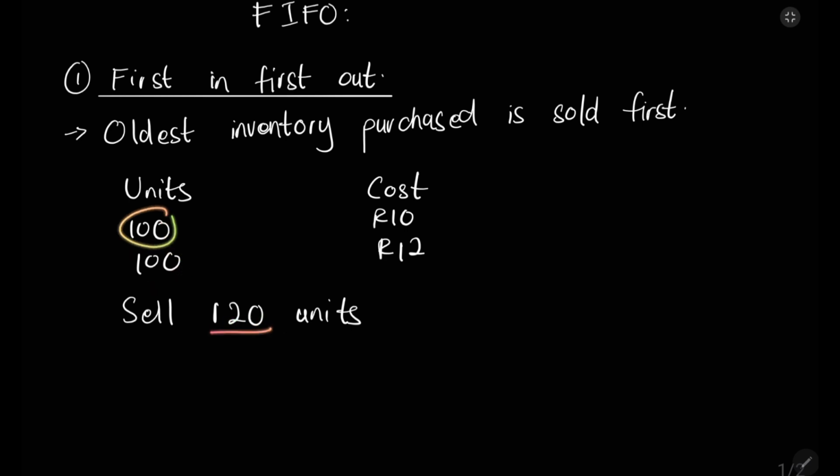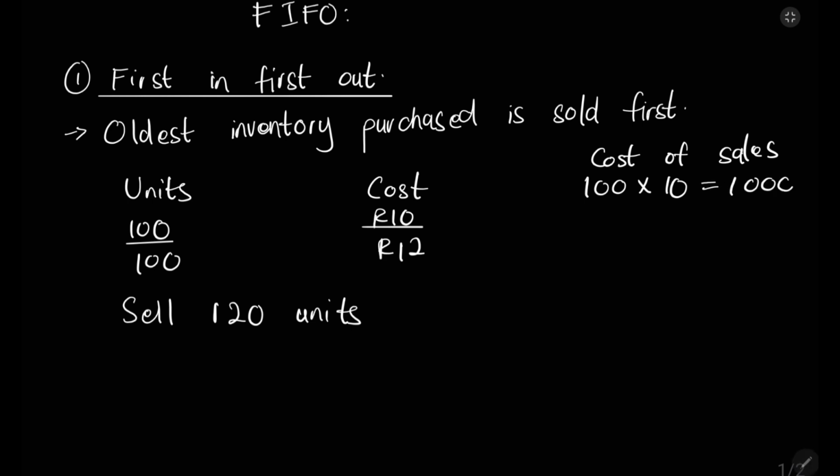Okay, let's say the first 100 comes here and the other 20 comes from the second batch. The cost of sales will be, we get the first 100 here. Remember, we sold 120 units. So for the first 100, we'll say 100 times 10. We multiply it with this cost to get our cost of sales. Okay, so let's say cost of sales, we'll say 100 times 10, which is 1,000.